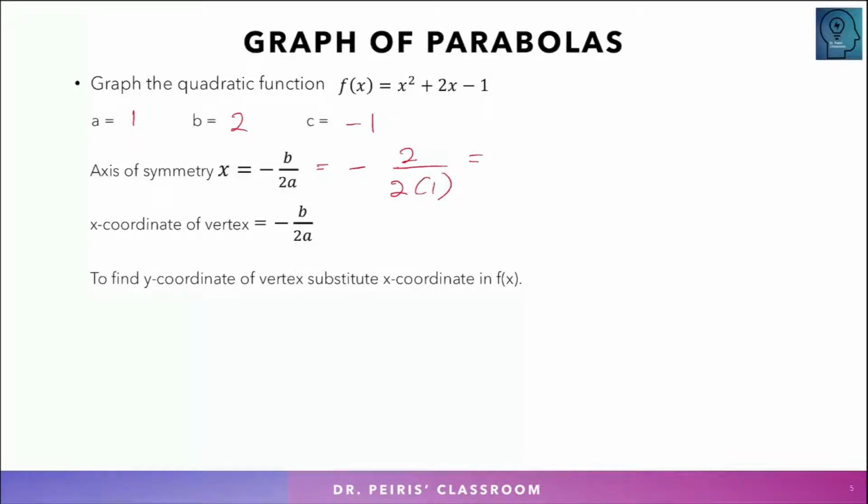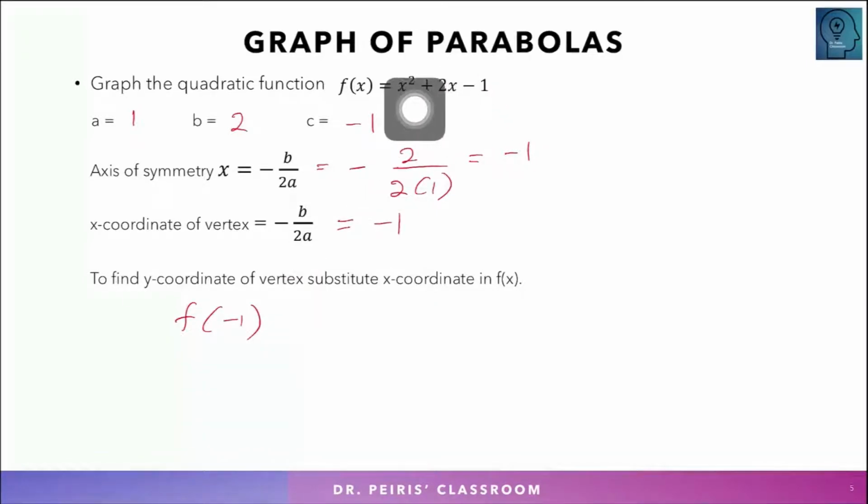So negative 2 over 2 is negative 1. The axis of symmetry is x equals negative 1. So it must be the same for the x coordinate of the vertex. The x coordinate of the vertex is negative 1. To find the y coordinate, we substitute the x coordinate of the vertex into the given equation. So basically we find f of negative 1, substituting negative 1 in the given equation.